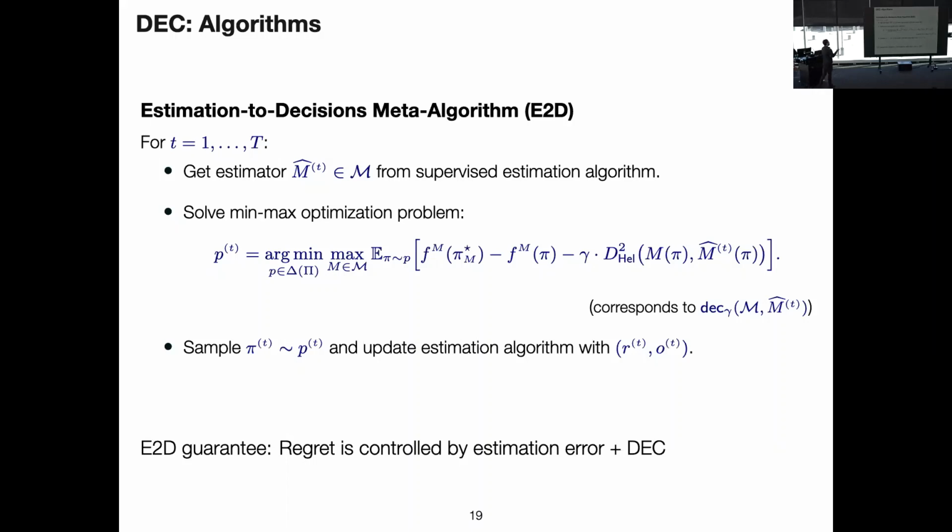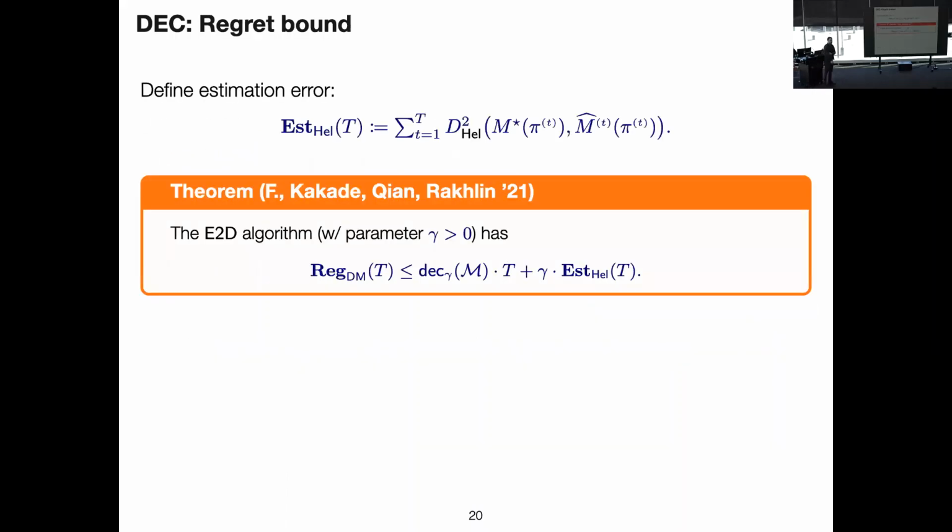Okay, and so what you can show is if you run this algorithm, your regret is controlled by this DEC itself and some notion that's looking at how well you are actually doing at estimating the underlying model. So to get into detail on this, we're going to define this quantity Est_T here, and this is just going to be the total Hellinger distance between the true model M star in our class and these estimators that we're getting from our estimation algorithm under the data that our algorithm is generating.